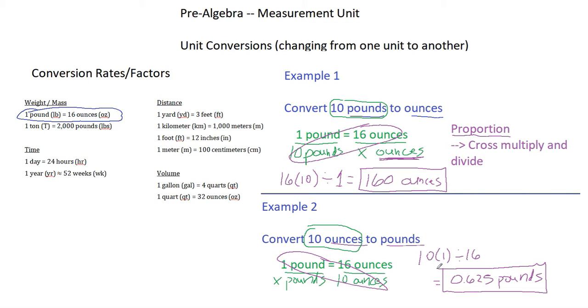And that makes sense because I need 16 ounces to make a whole pound. I have less than 16 ounces. I only have 10 ounces. So this seems like a reasonable answer. We've talked about that before, about thinking about whether your answer is reasonable. And I say, yeah, that's reasonable. It's less than a whole pound. 10 ounces is not 16 ounces. I need 16 ounces to make a pound. I only have 10, so I don't have a whole pound. I only have 0.625 pounds.